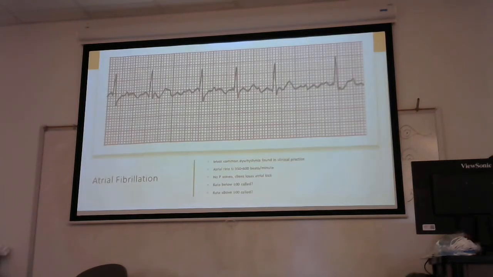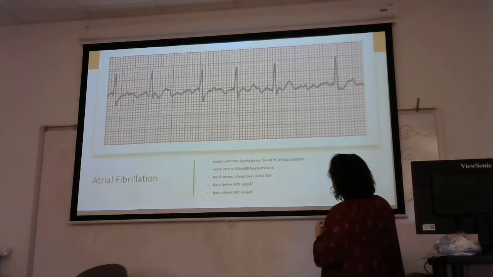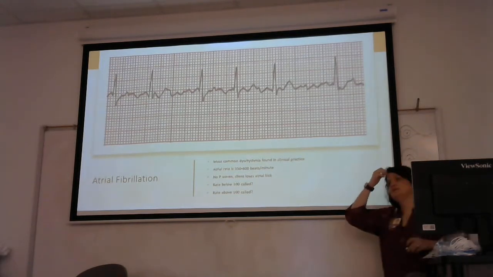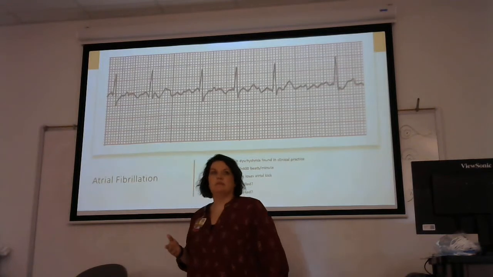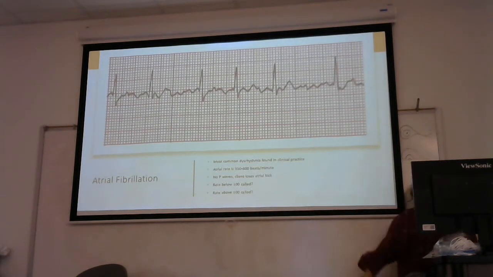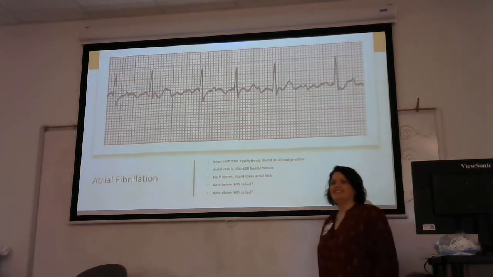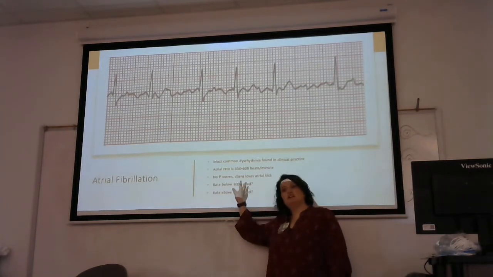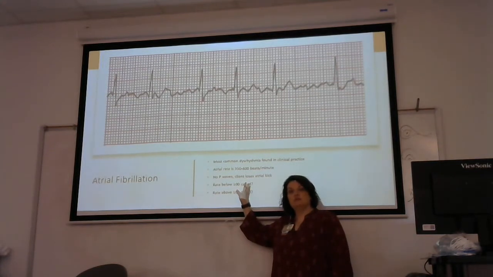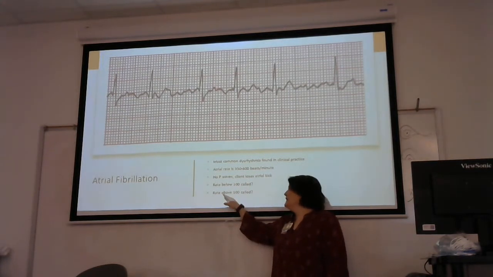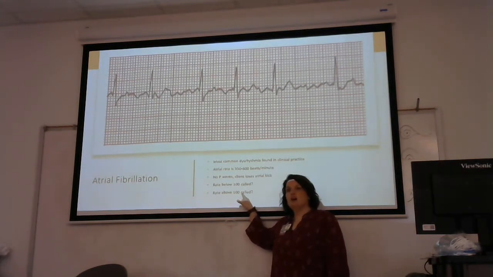The first one I want to talk about is atrial fibrillation. Oftentimes in practice, we refer to it as AFib. Let's do the five-step analysis. Let me give you your five rules for it. In AFib, your rate is going to vary. I know you don't like that, but if your rate is below 100, it's called controlled. If your rate is above 100, it's called AFib with RVR, rapid ventricular response.